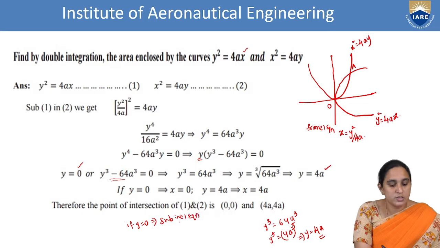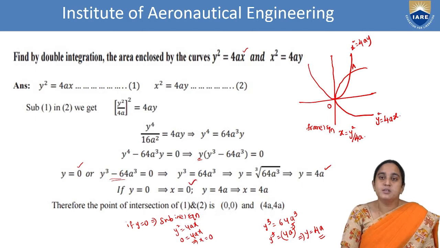From that, what is the first equation? That is y square is equal to 4ax. From that, y as 0 means 4ax is 0. From that, x is equal to how much? 0. Therefore, if y is 0, x is equal to 0.